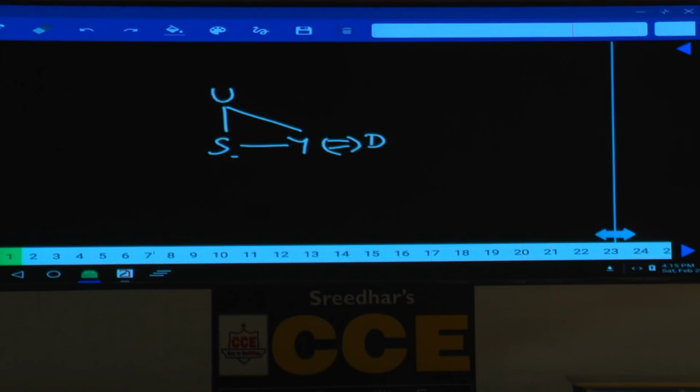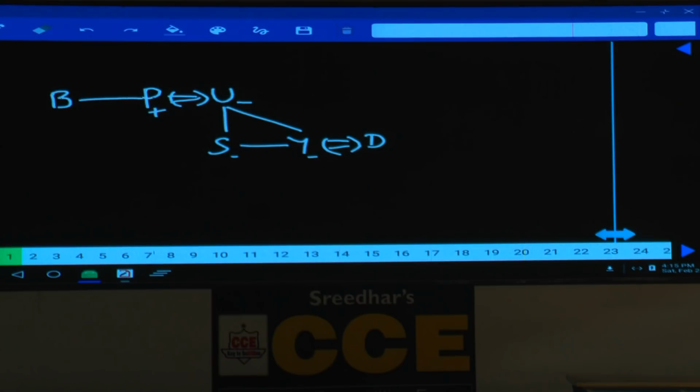P is the brother of B and P is married to U. P and U are a married couple. P is the brother of B, hence B is here. P is a male, U is a female. P has only two daughters, S and Y. Y is a female.